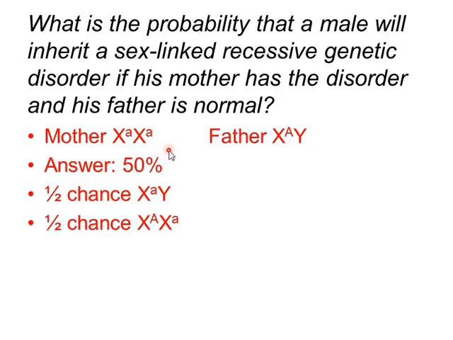So it really comes down to the father. The mother is going to give an X little a no matter what. But the father's either going to give an X big A or he's going to give a Y. So obviously the male is the only one who can have the chance with this out of this set of parents and have the trait. So it's a 50% chance that this offspring will have the trait.